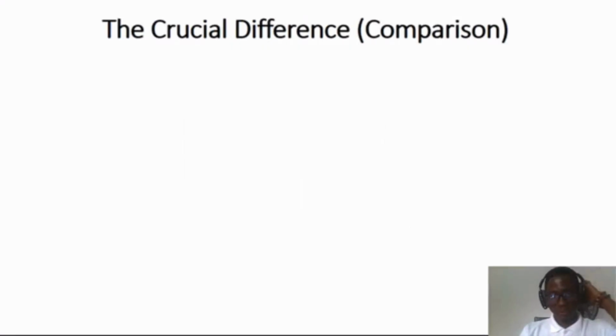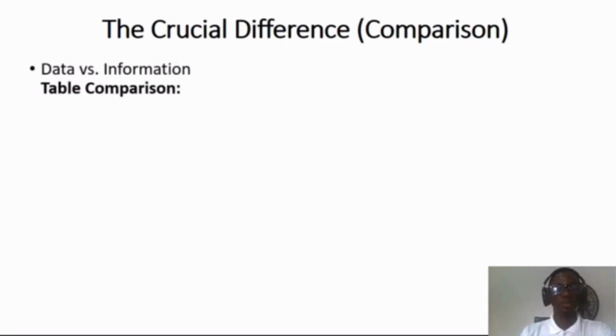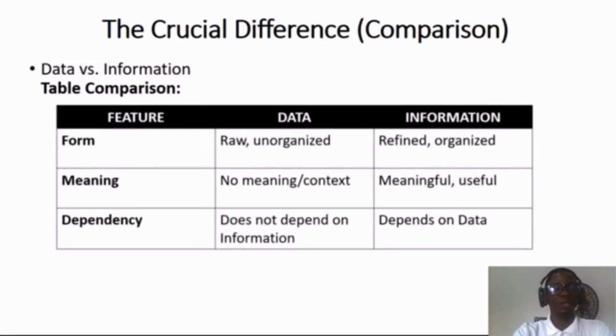Then now let's look at the difference between data and information. For data, we said data are raw facts, they are unorganized, just like we saw on the sheet. They don't actually have meaning. They are just there, you just collected them, we don't know what they are used for. Then we have information. Information is refined, it is organized, it has meaning and context. Information is meaningful and it is useful.